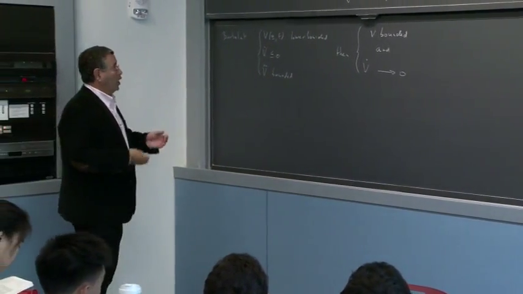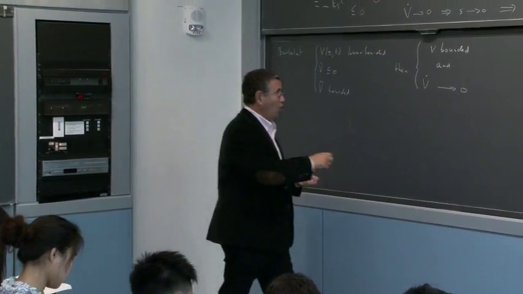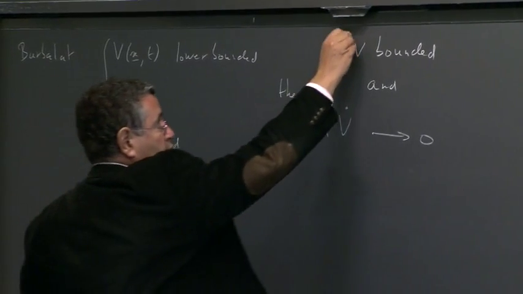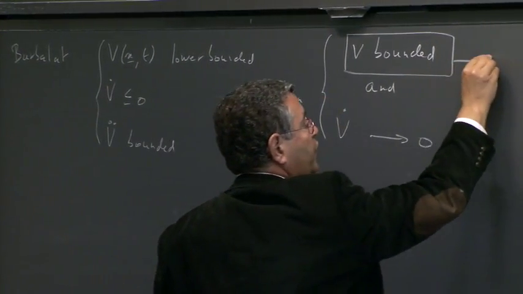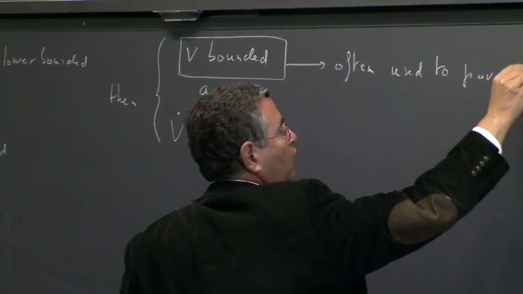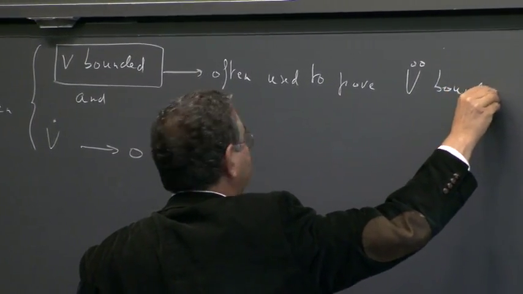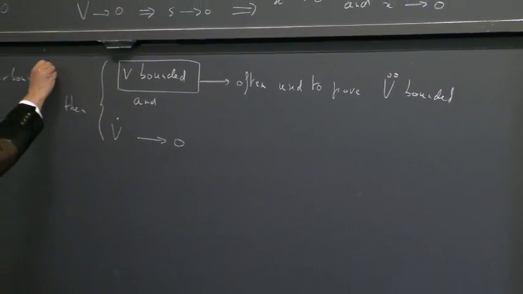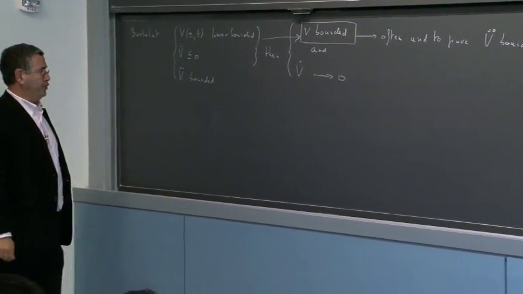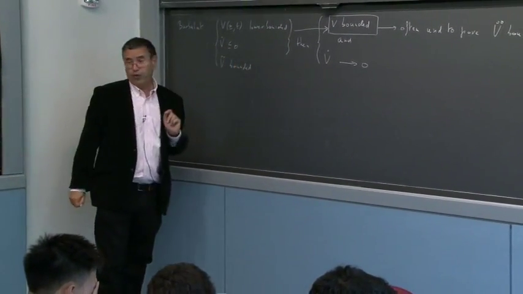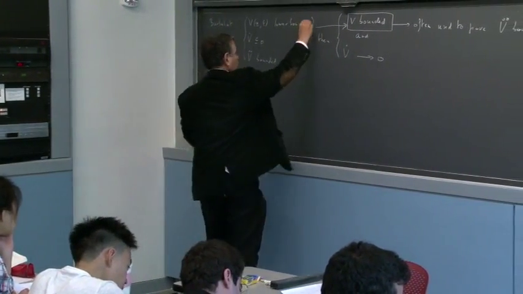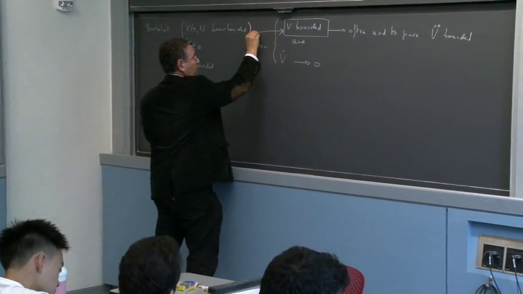Now, as I said when we talked about Barbalat's lemma, this is often used to prove V double dot bounded. In other words, this, which is really a direct consequence of just the first two hypotheses, is often used to prove that the third hypothesis is verified, namely that V double dot is bounded. Okay, so a little more explicit here.